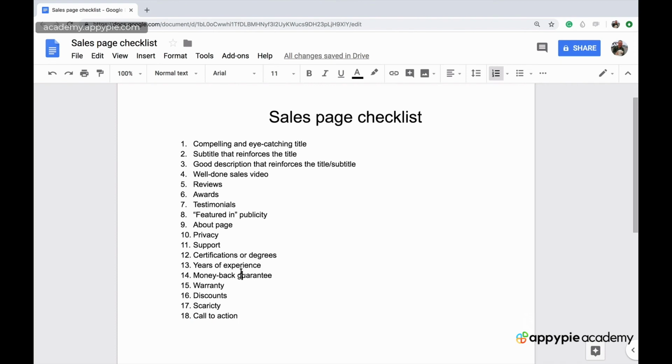So take a look at your sales pages, look at them with the lens of this checklist and see, is there anything you're missing? Is there anything you could add? Is there anything you can make better? Can you make your title or subtitle or description better written? People do read those and they do pay attention. So make sure you do that.